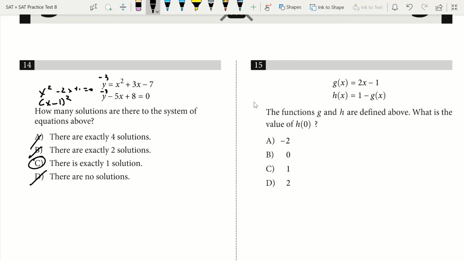Question 15, the functions g and h are defined above. What is the value of h of 0? H of 0 means I plug in 0 here, I plug in 0 here, and I plug in 0 here. So that's going to give me negative 1 as g of 0. So I have 1 minus negative 1, the same as 1 plus 1. My answer is going to be D, which is 2.